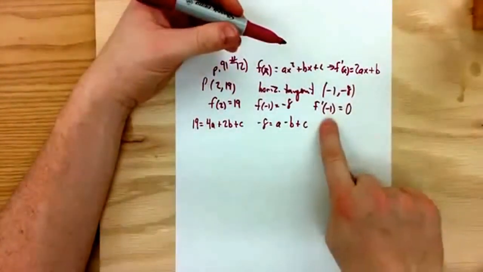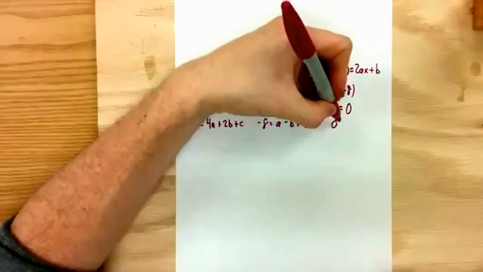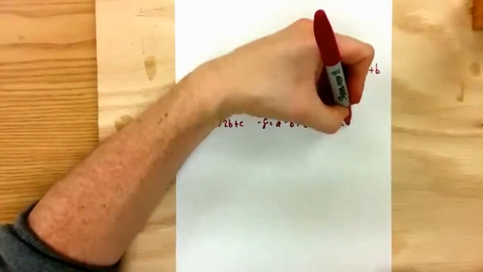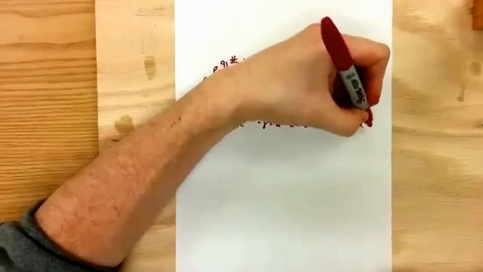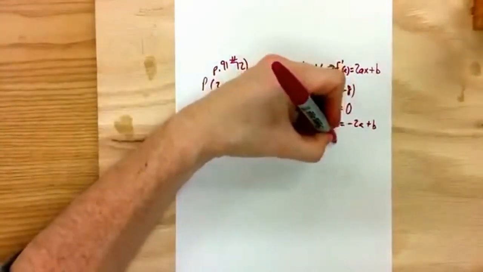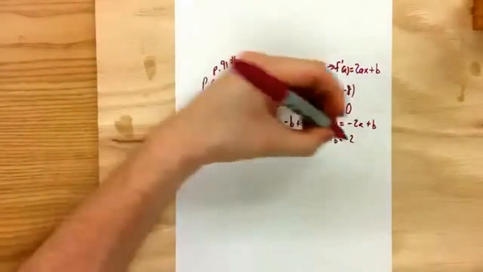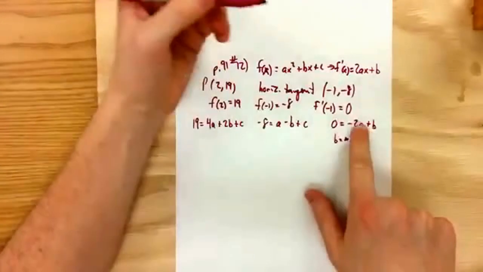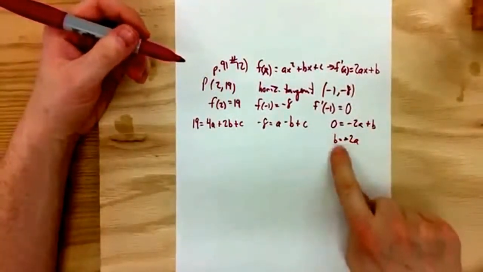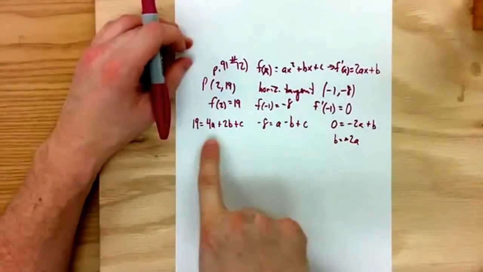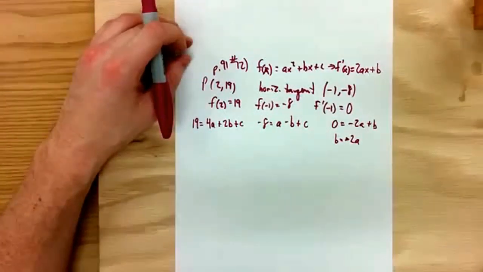So f'(-1) equals 0. So 0 equals -2a plus b. So we'll start with this one over here, and we'll say that b equals 2a, just by bringing the -2a over. So if b equals 2a, then we can do that substitution here and here to reduce the number of variables we're working with.